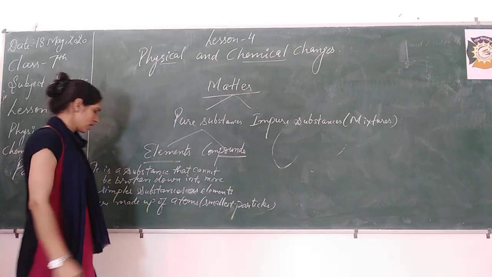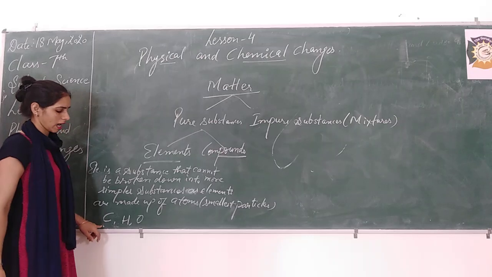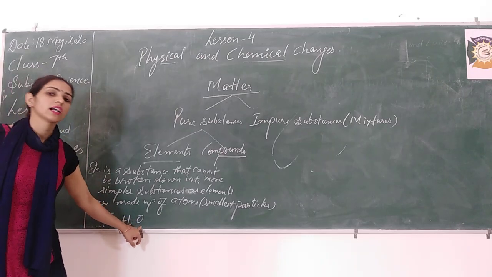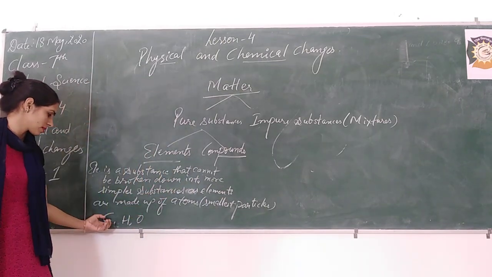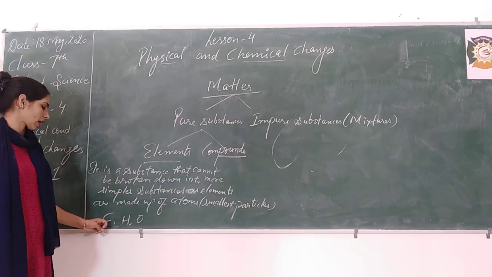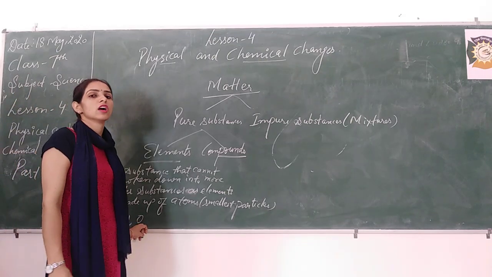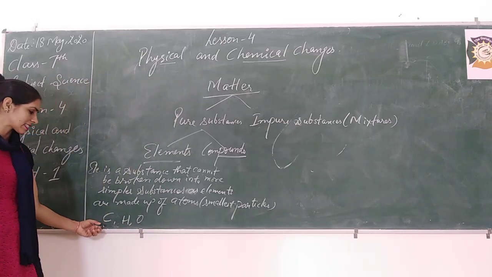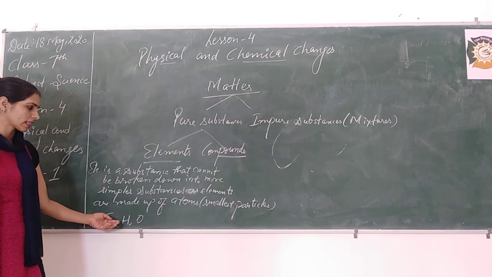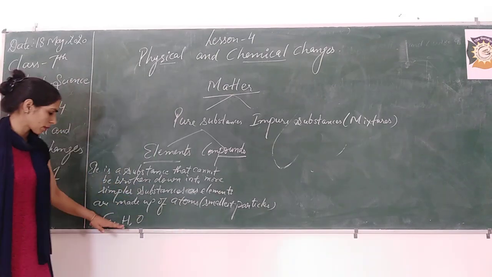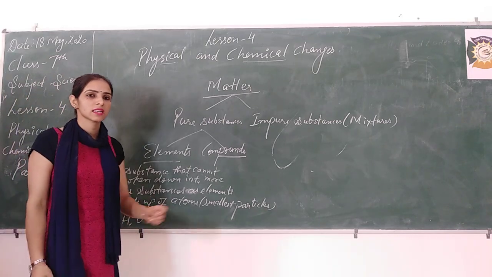For example, carbon, hydrogen, oxygen. All these are made up of what atoms? Of the same kind of atoms. Means carbon is made up of carbon atoms, hydrogen is made up of hydrogen atoms, oxygen is made up of oxygen atoms. So we will call these as elements, right? So what are the elements? Substance that cannot be broken down because it is made up of atoms, right?